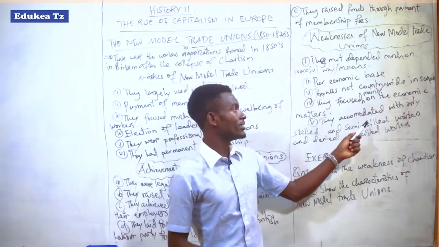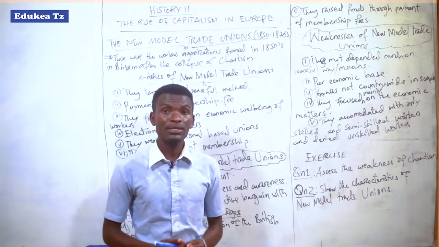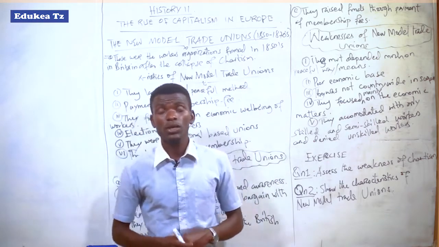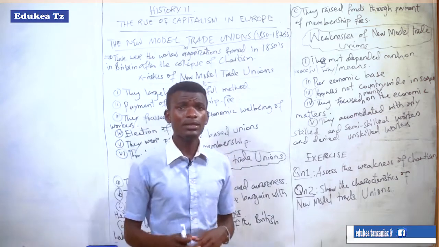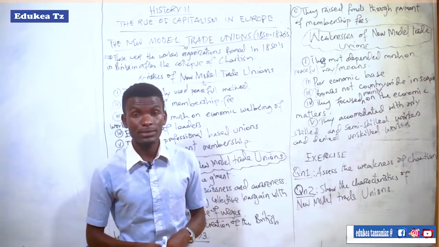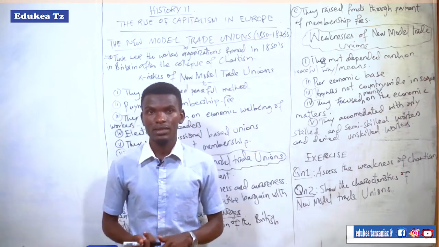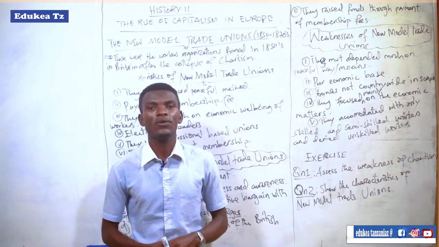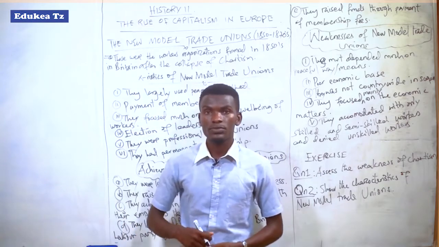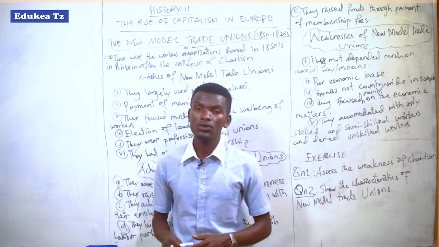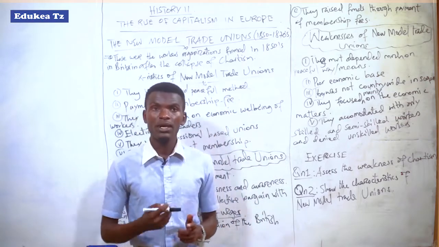Another weakness, they accommodated only skilled and semi-skilled workers and denied unskilled workers. The new model trade unions invited skilled and semi-skilled workers in the sense that they had the professions, techniques, and ideas which would be used in demanding their rights. And if they welcomed unskilled workers, it could lead to the failure of the unions, because they could suggest maybe using a violent way of demanding their rights.